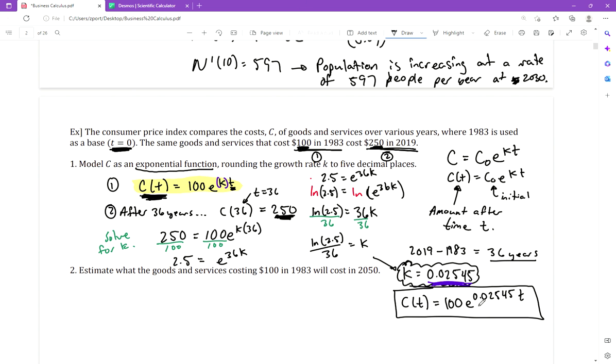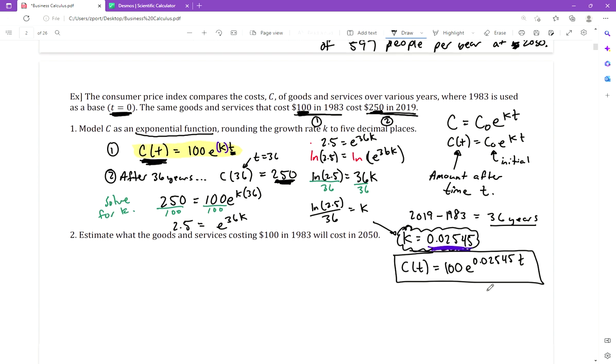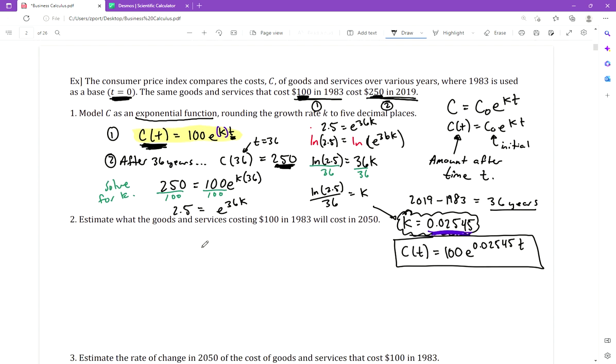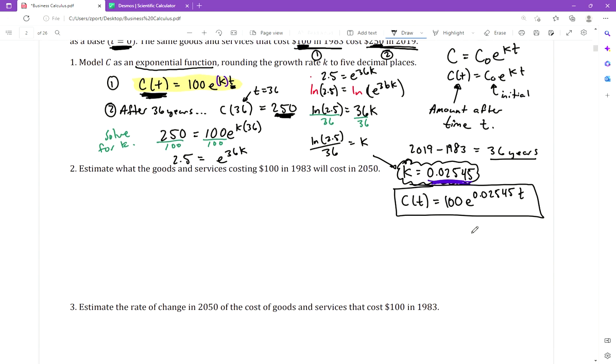Okay, but now that we have this equation, so that first step is a doozy, but once we have it, we can answer anything they really want now from the rest of this problem. Okay, so let's see this. So it says, estimate what the goods and service costing $100 in 1983 will cost in 2050. Okay, so again, we just have to figure out how much time passed there. Well, 2050 minus 1983 would be 67 years. Okay, so that's the t value we should use now in this function. So we're going to let t equal 67 in this function.